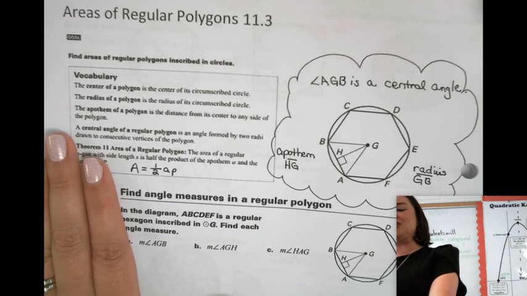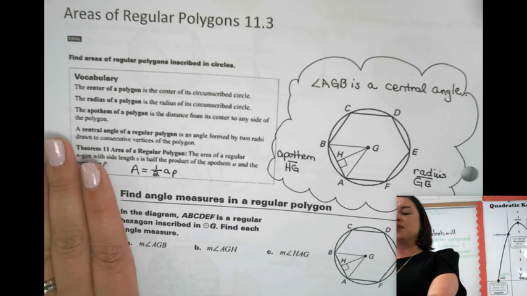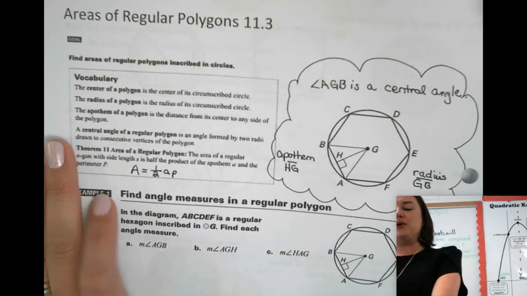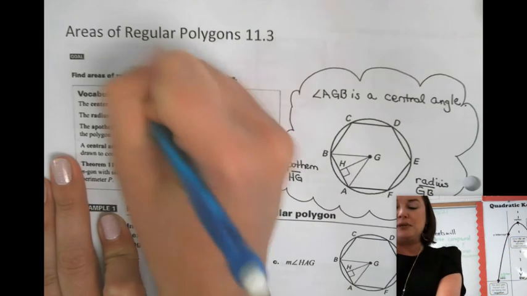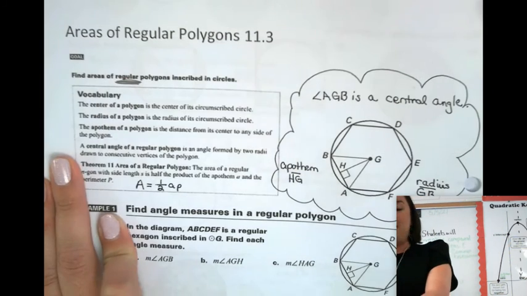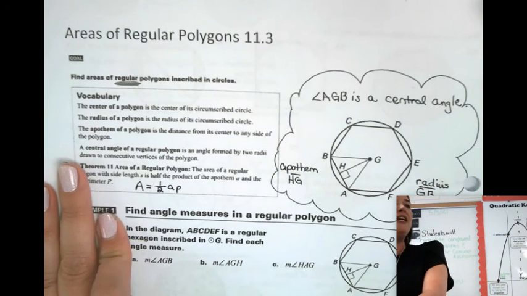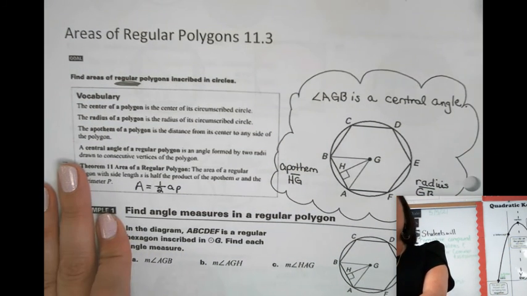All right, the center of a polygon is the center of its circumscribed circle. First of all, before we go any further, we need to know what this word regular means in math. Does anybody know what it means when it says a regular polygon?